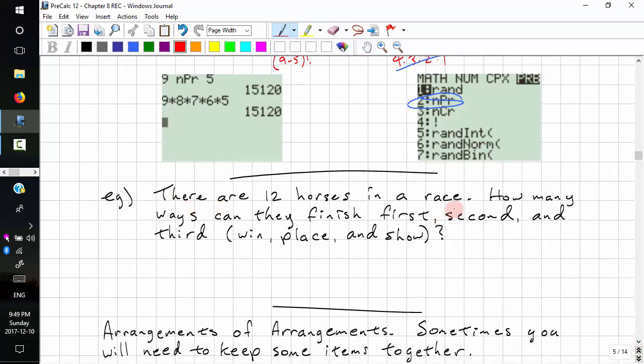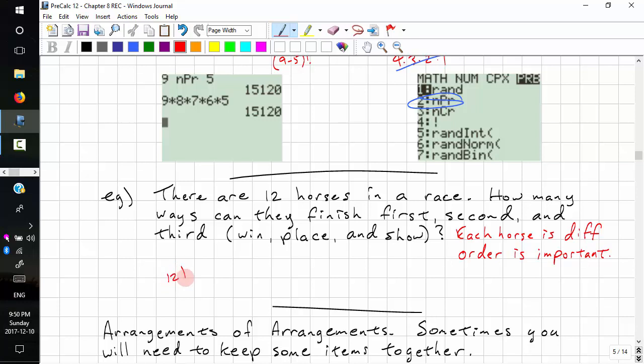There are 12 horses in a race. How many ways can they finish first, second, and third? Win, place, show. Okay, each horse is different. So not all the horses are the same. They all have different names. And order is important. Remember, permuting means order. And because we're determining first, second, and third, order is important. So it makes a difference which horse comes first.